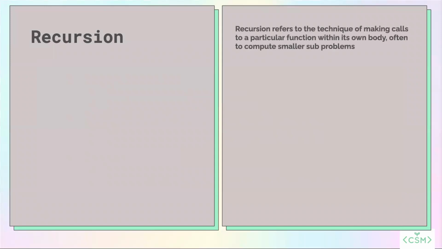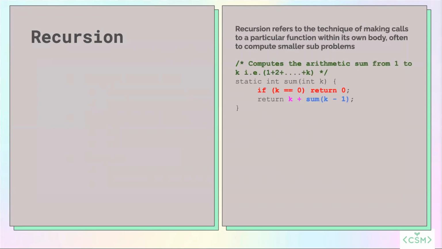I'll first just go through quickly what recursion is. Recursion refers to the technique of making calls to a particular function within its own body, often to compute smaller subproblems. Over here I've defined a very short and simple recursive function. Basically, it computes the arithmetic sum from 1 to k. For example, 1 plus 2 plus 3 all the way to k.